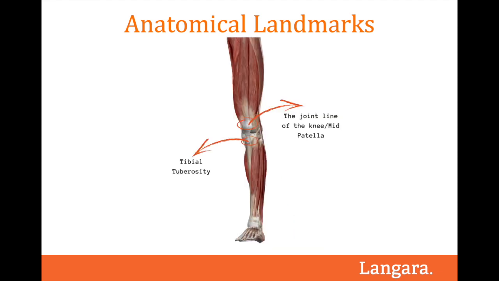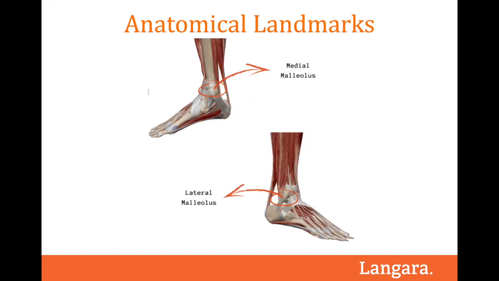Then we need the joint line of the knee or the mid-patella, as well as know where the tibial tuberosity is. Also, we need to be able to identify where the medial malleolus is, as well as the lateral malleolus. So the medial malleolus is obviously the bump on the inside of the ankle. The lateral is the bump on the outside of the ankle.